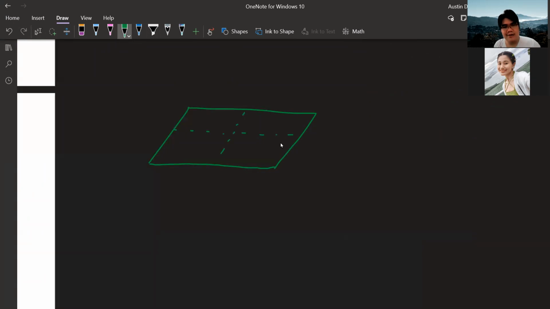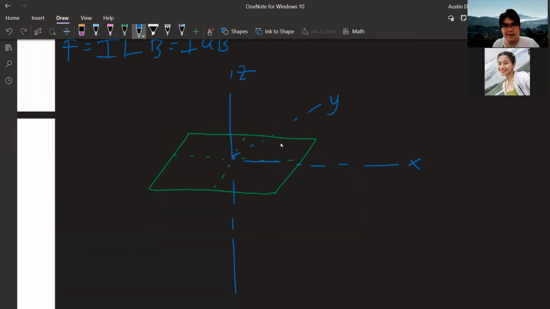Okay, drawing muna tayo. Kunwari ito X, ito yung Y, ito yung Z. Tapos, meron siyang angle by this amount. Pick na lang natin.